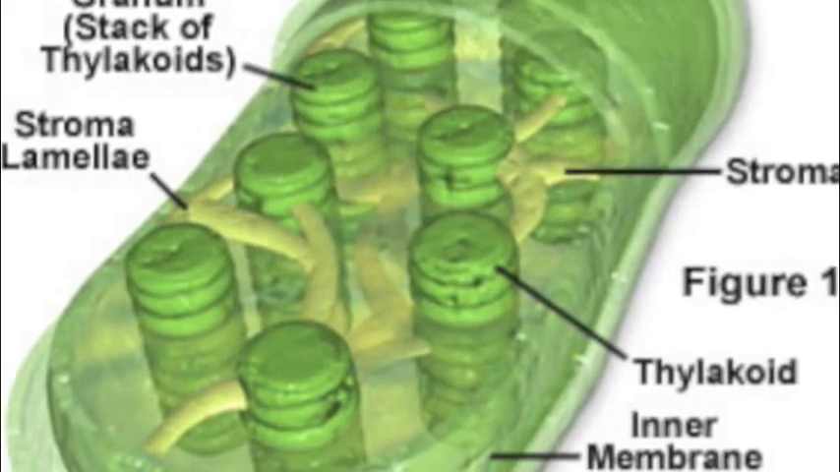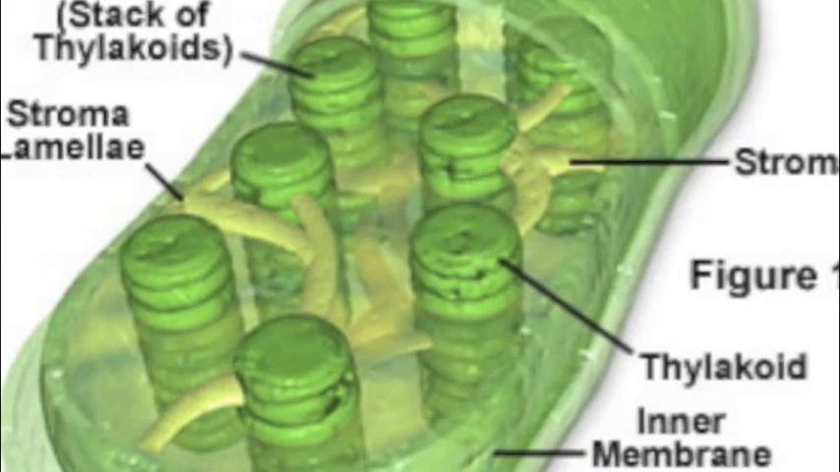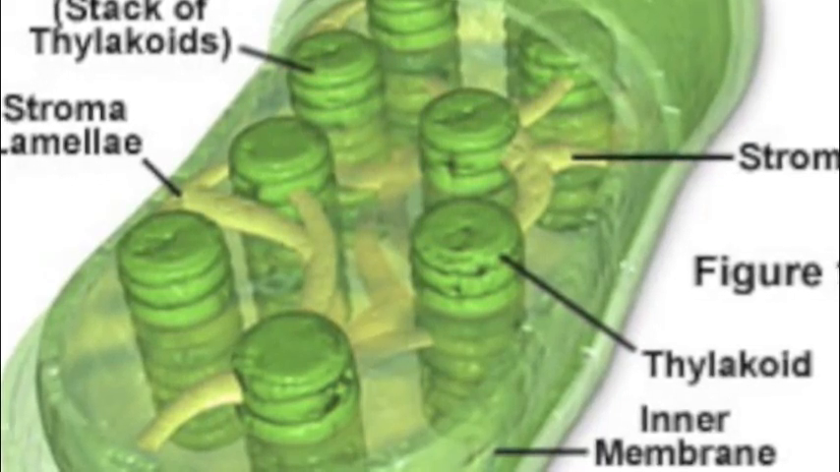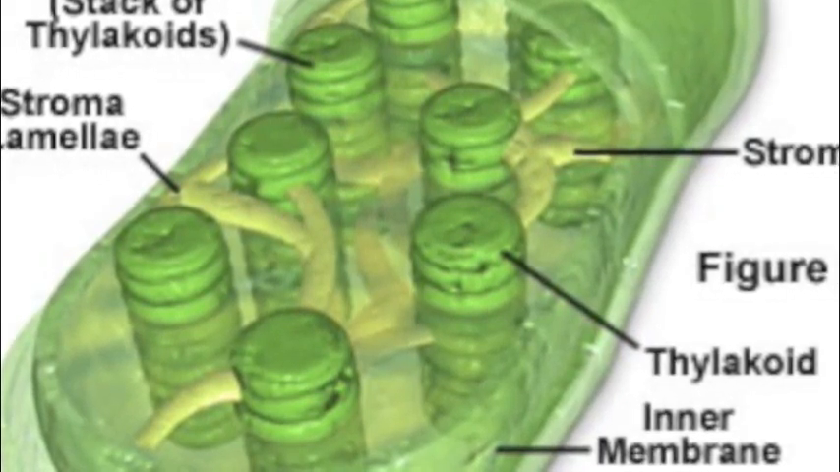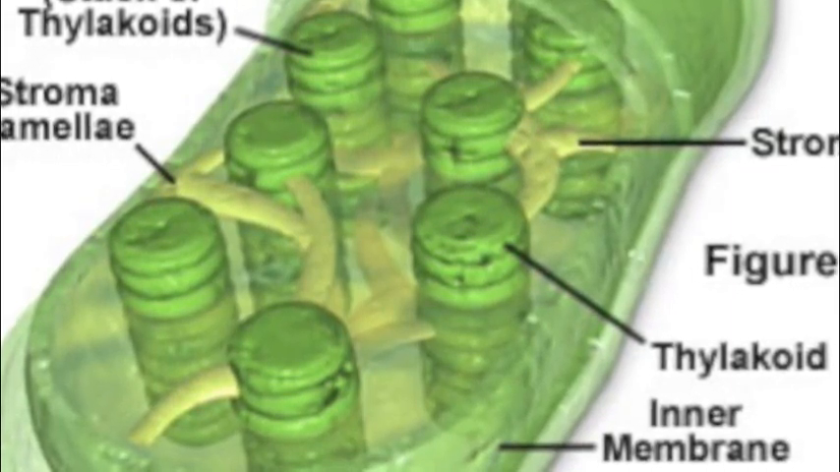The pigments are in the thylakoid in the light reaction. The thylakoid uses the pigments to help absorb light. The absorbed light energy is then passed on to the Calvin cycle within the stroma.